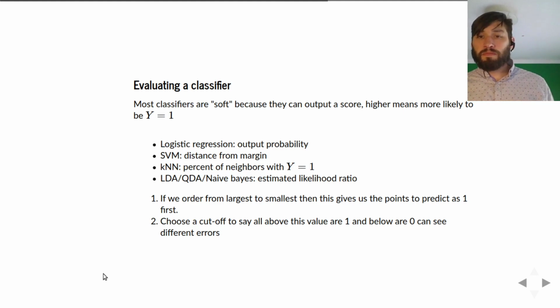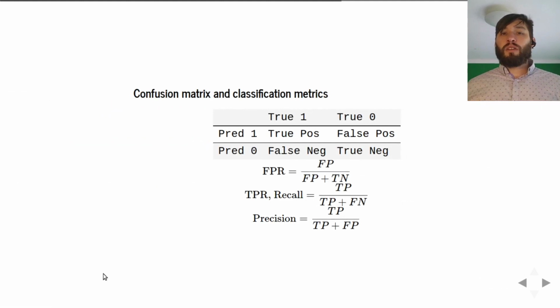Okay, so that's about soft classification. Now, if I gave you a certain threshold and then I predicted some points to be ones and some points to be zeros, and then we actually saw what the test y's were, then we have true ones and true zeros. And so we can compare these two and form what's known as the confusion matrix.